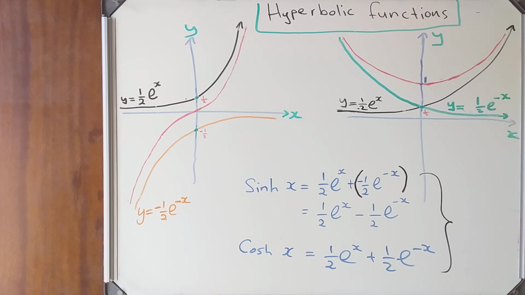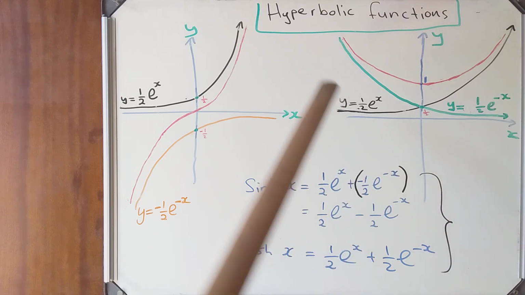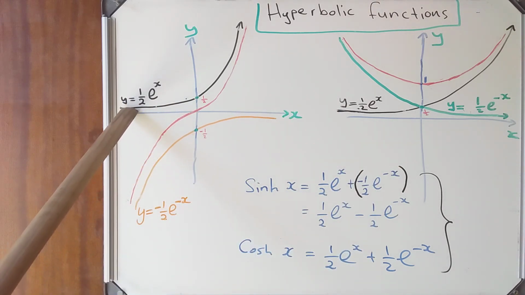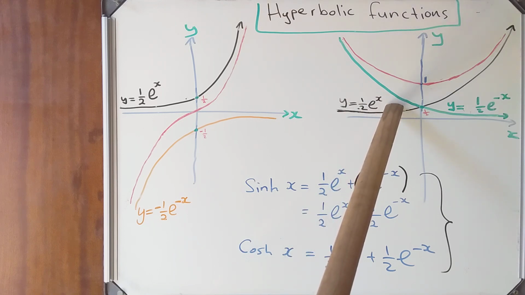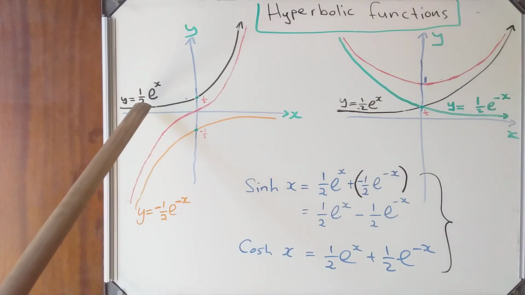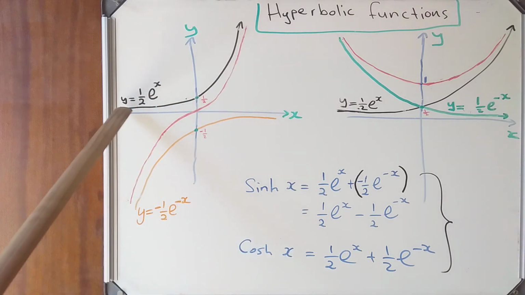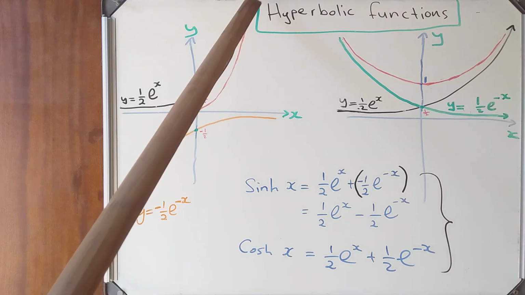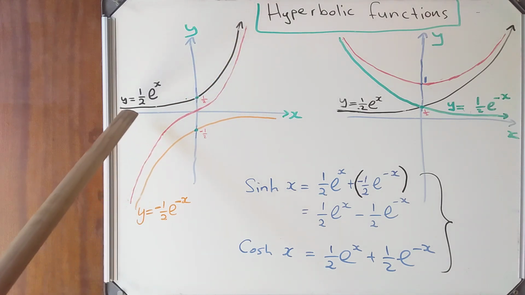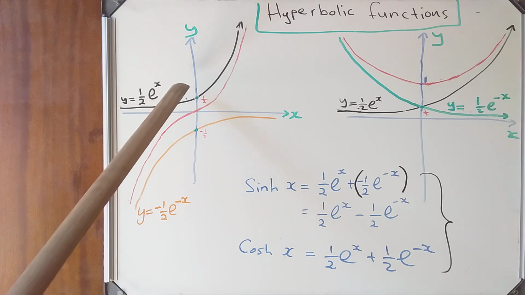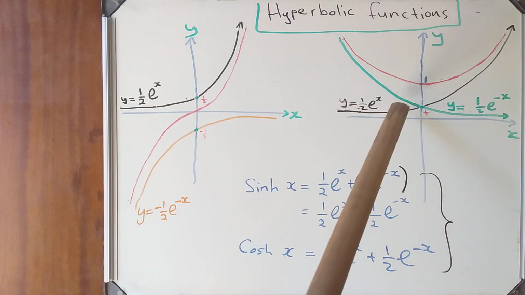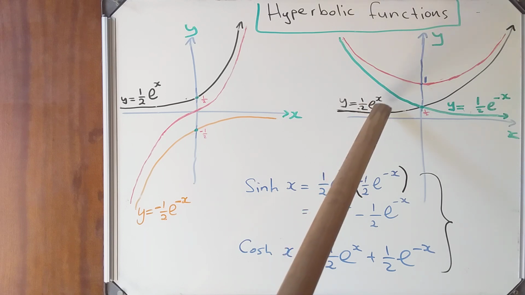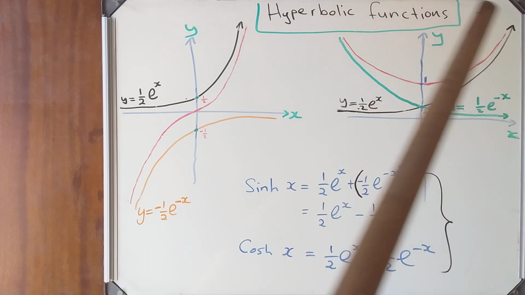So when constructing hyperbolic graphs, we need basic equations. For example, exponential equations. From your matric mathematics, you know that half a base to the power x is an exponential graph. It moves upward like that, the black one, from your grade 12 prior knowledge, which is the same graph as half e to the power x going upwards.